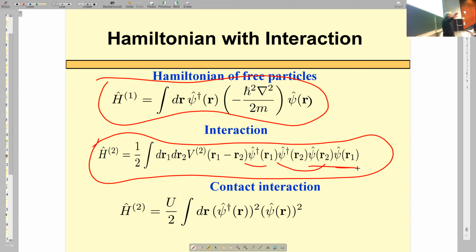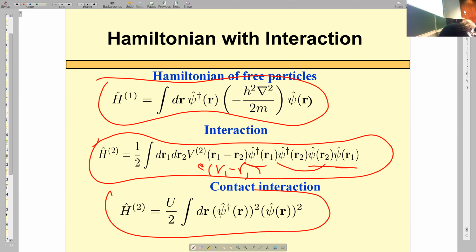In this case, I can exclude self-interaction in my system. Fine. The simplest model, contact interaction. This is a delta function. And I have a single integral. Fine, we have energy in terms of field operators.